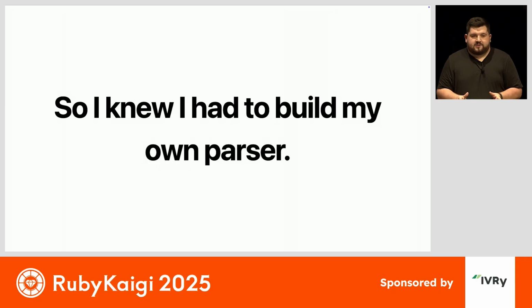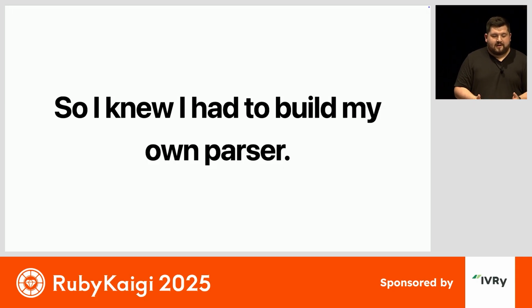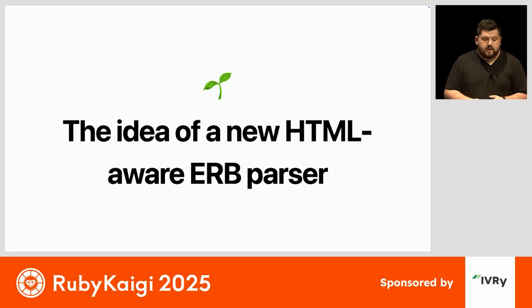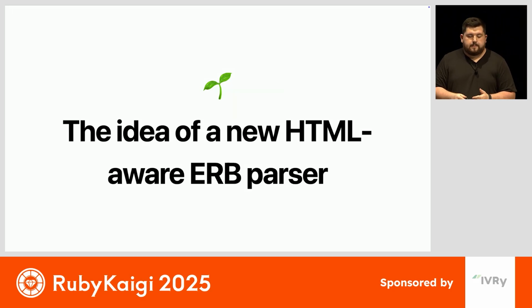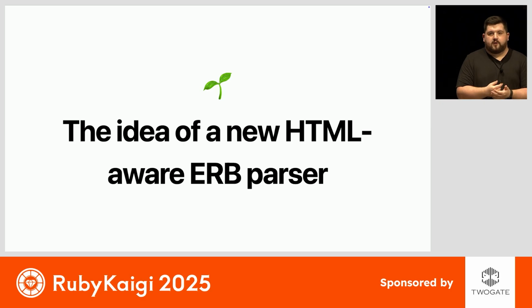So I knew I wanted to build this thing, and so I knew I had to build my own parser to be able to do that. And this is the idea of where this HTML-aware ERB parser came from. I was looking around if there's anything like this already in the ecosystem, and I found a few of these parsers that were HTML-aware, but none of them really went as far as I was thinking or hoping for to build these tools I had in mind.